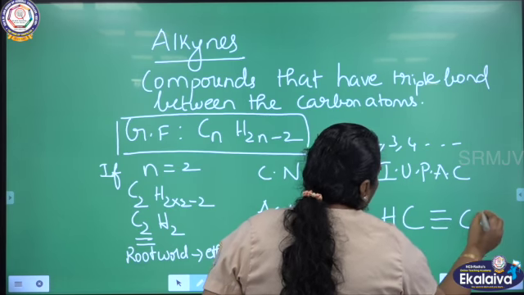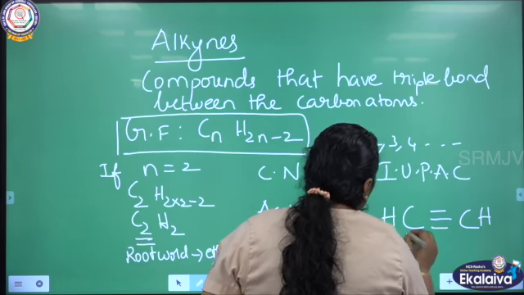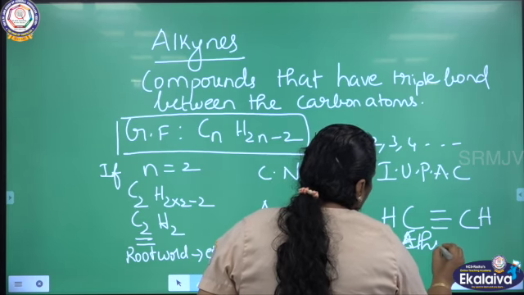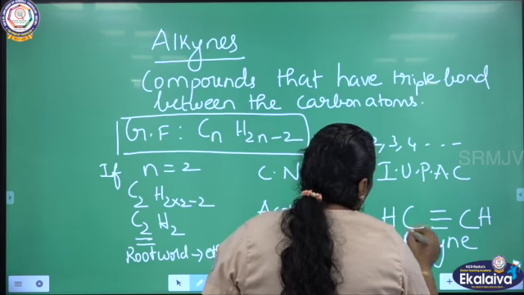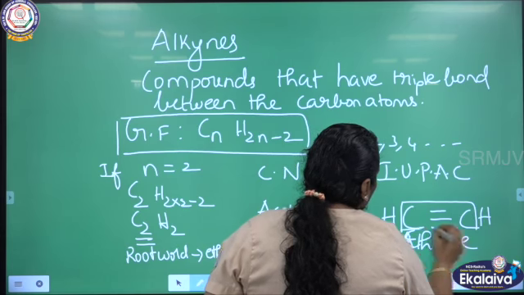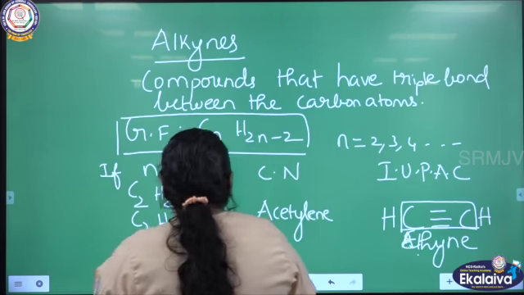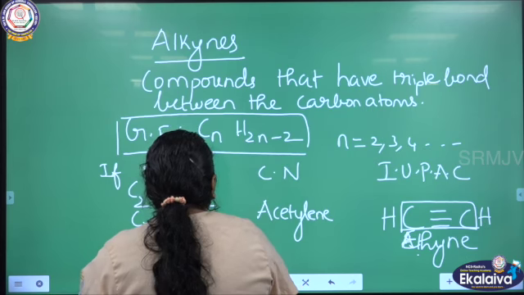So CH triple bond CH, what do we call it? Ethyne. The IUPAC name for this compound: there are 2 carbons, the parent is eth, and for the triple bond it is yne. So we can call it ethyne.